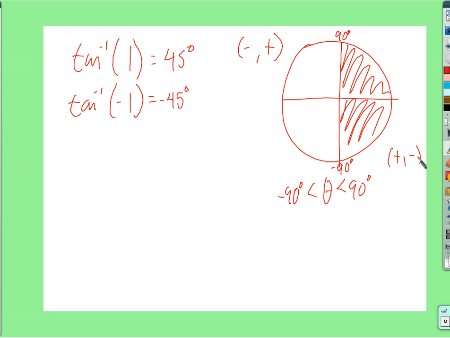Why this one or that one? What is the tangent of 90 degrees? If we chose this quadrant as well, instead of this one, we chose these two. Let's think about 90 degrees. What's the tangent of 90 degrees?